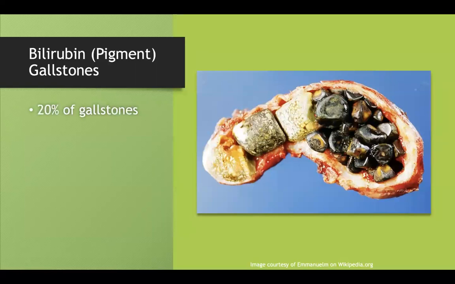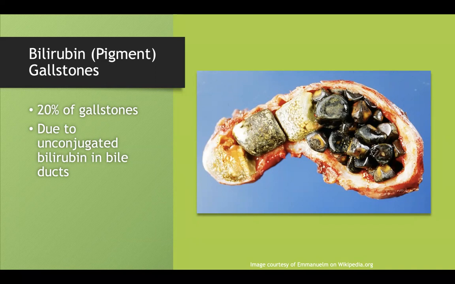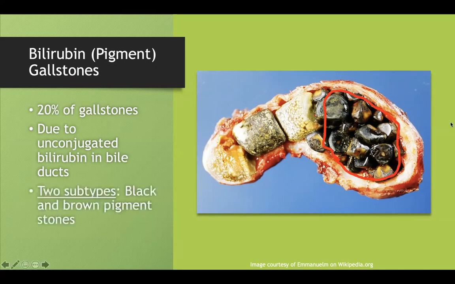So the other 20% of gallstones are bilirubin gallstones, and these are caused by unconjugated bilirubin in our bile ducts. Remember that so far we've only talked about conjugated bilirubin making it into our bile ducts. As the red blood cells broke down, they released a ton of unconjugated bilirubin, and then our liver was able to conjugate them and put that conjugated bilirubin in the bile. You can see some gallstones right here, bilirubin gallstones. These are black gallstones. And that leads me to my next point, that there are two different types of bilirubin gallstones, black and brown pigment stones.